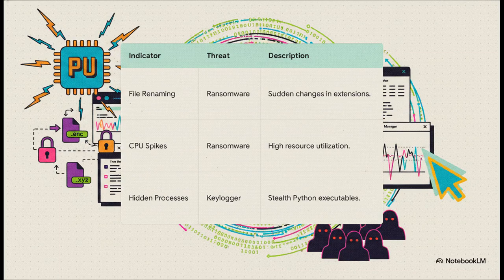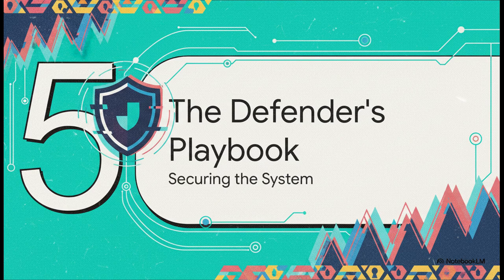Now, while we everyday users might notice a laggy mouse, security teams are looking at technical indicators of compromise. They're hunting for massive red flags, things like mass file renaming, suddenly seeing hundreds of files with a weird extension across your directories. Or they'll look for sudden CPU and memory spikes caused by those intensive encryption loops. They are also constantly scanning for unauthorized background processes, like those hidden Python executables running in stealth mode without any user interface at all. And finally, Section 5, the Defender's Playbook.